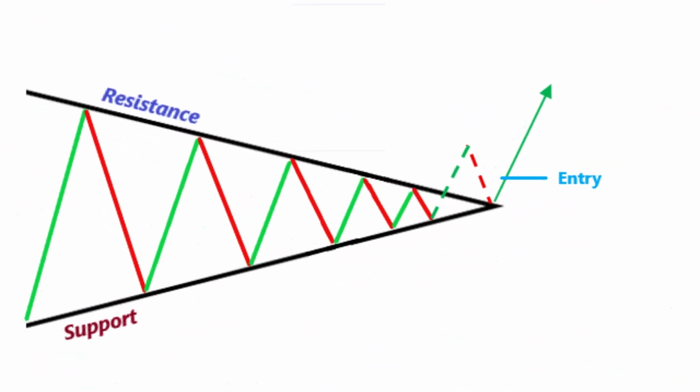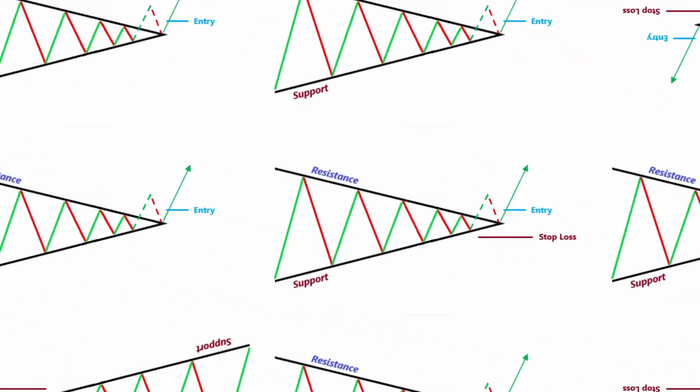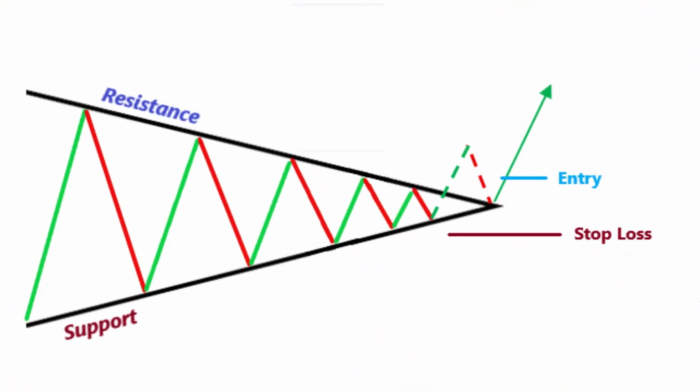Entry point. After the retest is complete, if the price moves back above the broken resistance line, the entry can be made at that moment. An increase in volume also confirms the strength of the move. Stop loss placement. The stop loss is usually placed just below the breakout, slightly under the support line. This way, even if the price reverses unexpectedly, the loss remains limited.